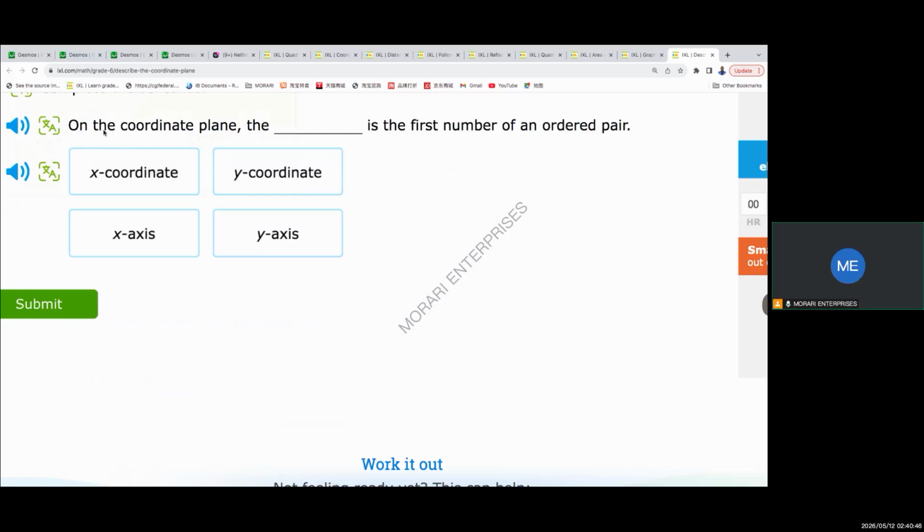Okay, one more. On the coordinate plane, the x-coordinate is the first number of an ordered pair. Ooh, the x-coordinate is the first number, not the x-axis. The ordered pair means two numbers. One comes before the other. The x-coordinate is the first number. The y-coordinate is the second number. Coordinate here just means your address, or your position on that axis. All right.